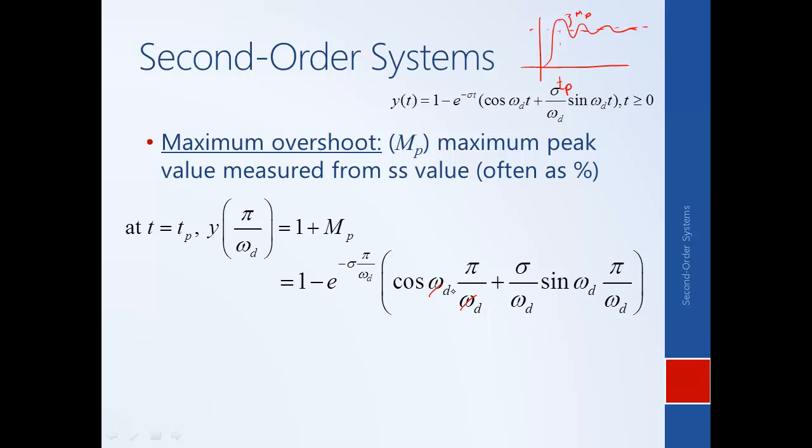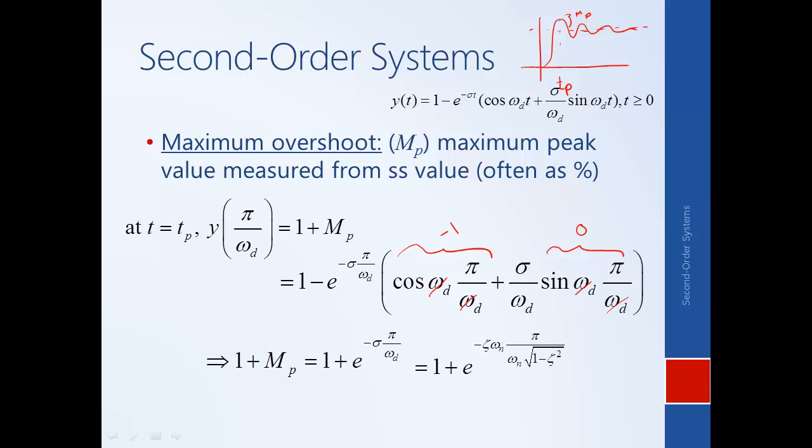Here the omega d's will cancel, and here the omega d's will cancel. Sine of pi, like 180 degrees, is 0. Cosine of pi, 180 degrees, is equal to -1. So using that fact, we have 1 plus Mp on the left. On the right, we have 1 minus this expression e to the negative sigma times pi over omega d, where this negative multiplying this negative becomes a positive. That's what we get there.